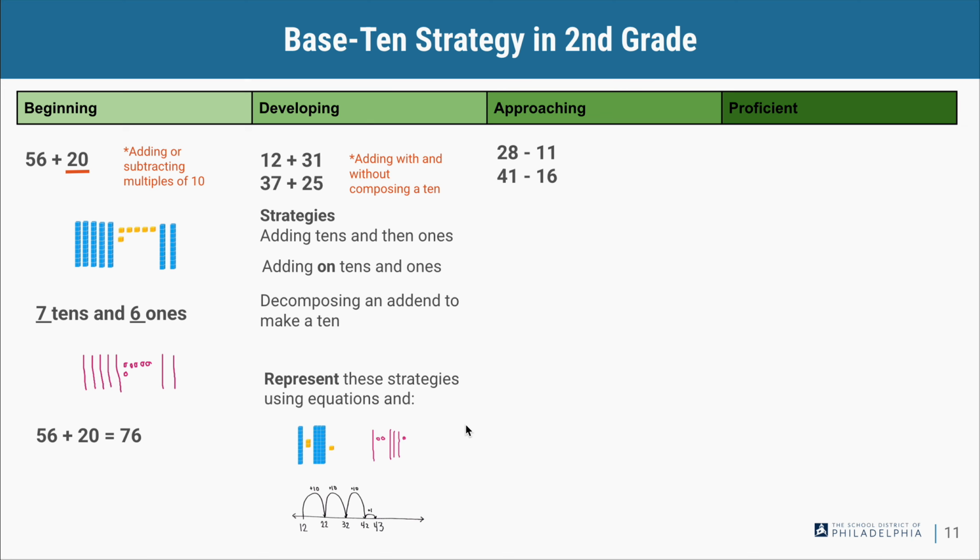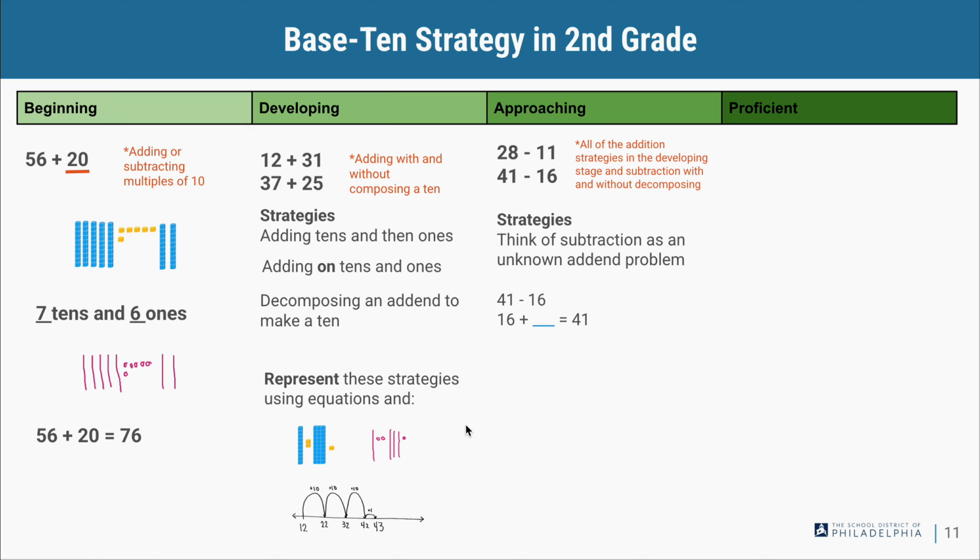Next, we have our approaching category. In the approaching category, we are doing all the same addition with and without composing a 10 we did in the developing stage, and we're adding on subtraction with and without decomposing a 10. So we have two examples here, 28 minus 11, where we do not need to decompose a 10, and 41 minus 16, where we do need to decompose a 10.